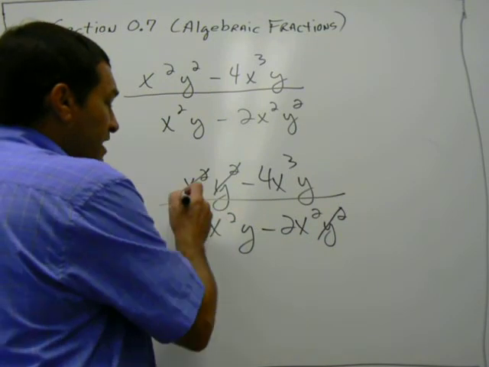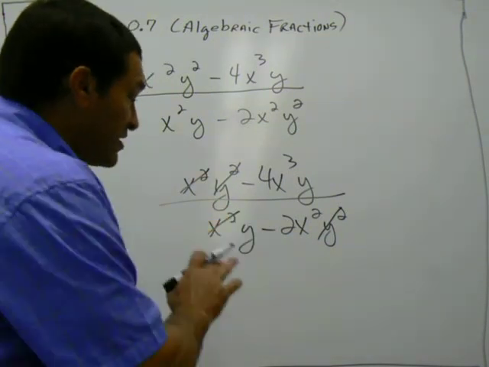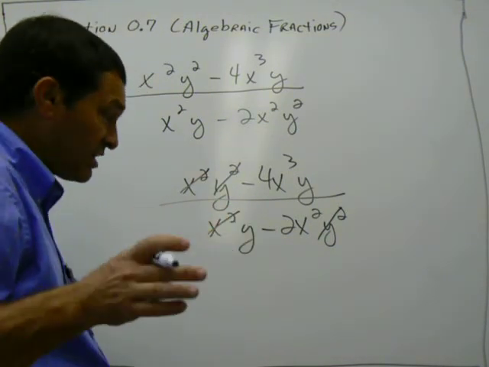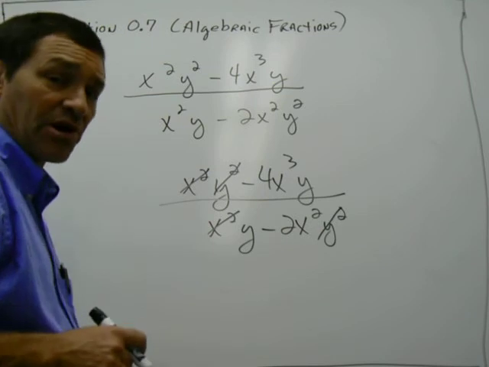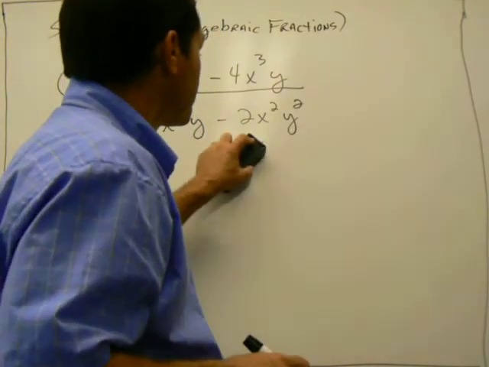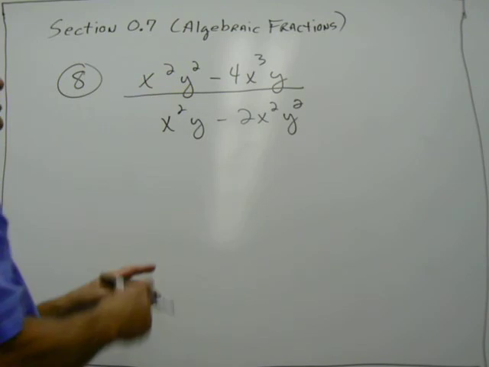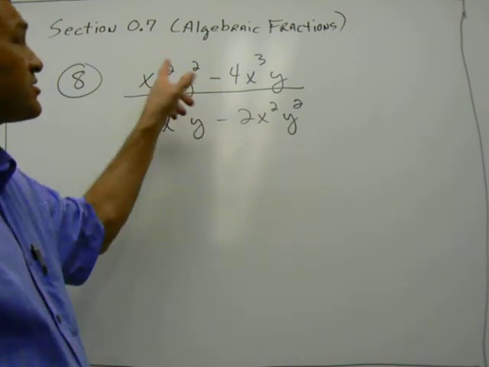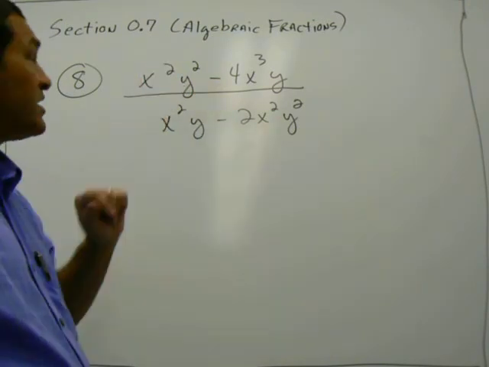Don't say to yourself, hey, that x squared and that x squared would cancel. Totally incorrect result. You don't cancel terms or part of a term. So the right way to handle this problem is, look at the numerator. Is there anything that I can factor? Is there a common factor to both terms in the numerator?